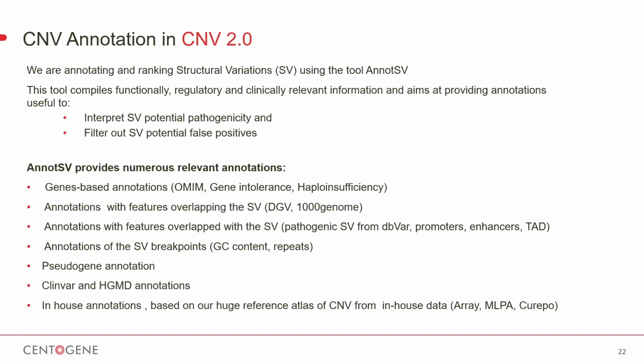This would be very challenging, especially if it is occurring within a GC-rich region, and how to interpret that, and also within repetitive regions and within pseudogenes. We are also utilizing external mutational databases, ClinVar and the Human Gene Mutation Database, and in-house annotations, our huge atlas of copy number variants that we have in-house from more than 440,000 cases analyzed until now.